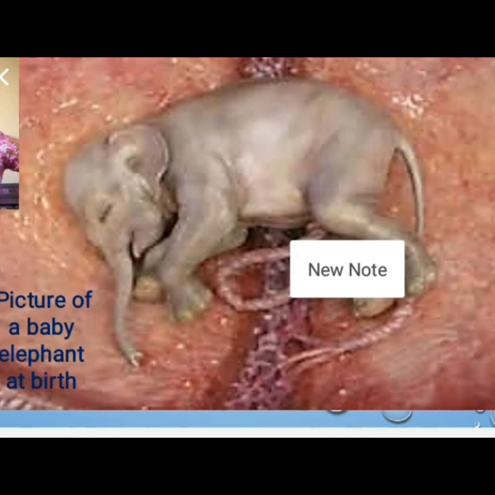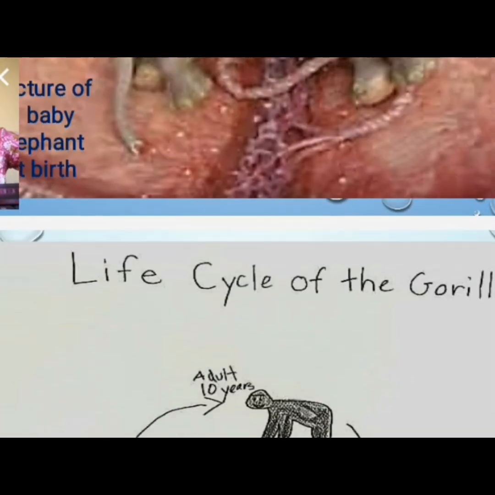After a period of 1 year 6 months, or 2 years, it is given birth to as a baby elephant. Then the baby elephant grows into a young elephant, and from a young elephant it grows into an adult elephant again, and the cycle continues. I'll move on to another mammal right now.